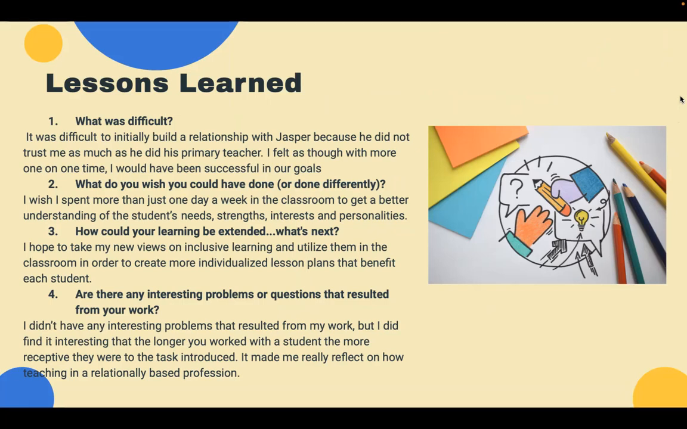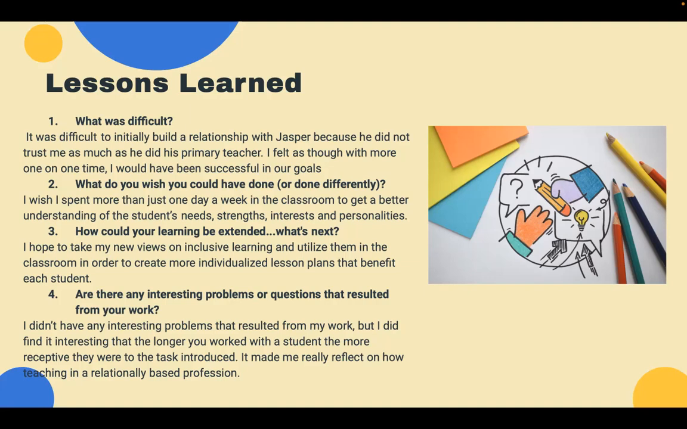So for this particular lesson, it was difficult to individually build relationships with Jasper because he didn't trust me as much as he did his primary teacher. I felt as though with more one on one time, I would have been successful in our goals. If there's one thing I've learned from working with Jasper, it's that children might take a little bit longer to feel comfortable working with you one on one. But once they get to a point where they know that they are safe and these are exciting activities that they are going to enjoy, they're a little bit more receptive and they'll show you a better idea of what their actual abilities are.